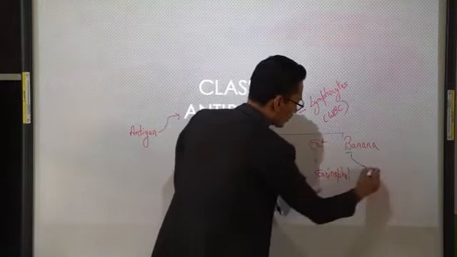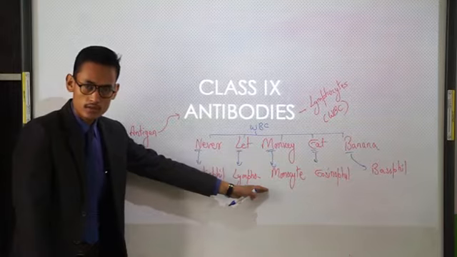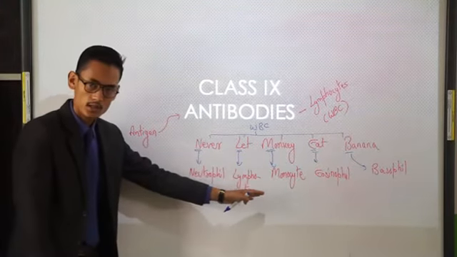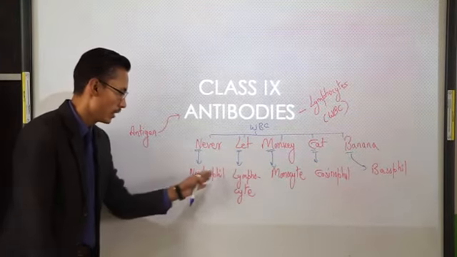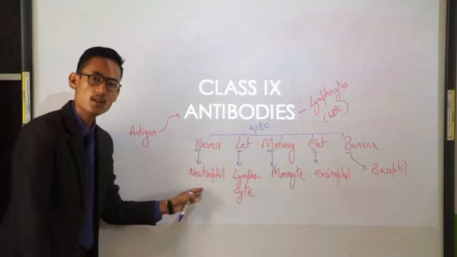So how to remember these types? Simple: Never let monkey eat. N for neutrophil, L for lymphocytes, M for monocyte, E for eosinophil, and B for basophil. These are different types of WBC present in our body fluids that help in providing immunity, or the defense system, in our body.